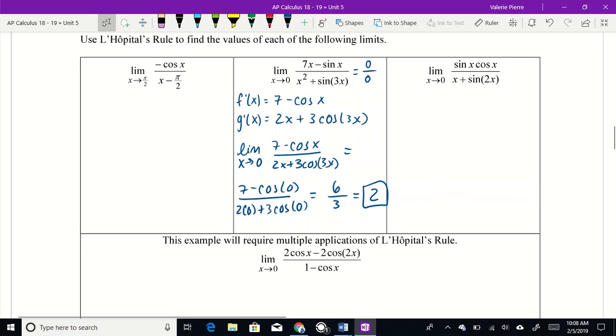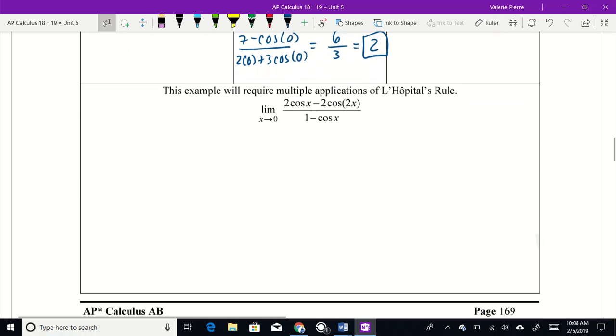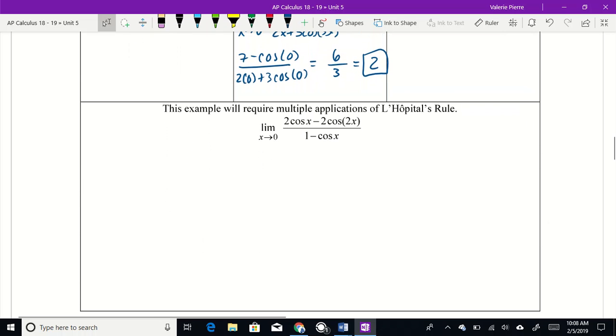The other problem that I'm going to do is this problem down at the bottom, where we're going to need to use multiple applications of L'Hopital's rule. So you can apply L'Hopital's rule as many times as you'd like. You are not required to only apply it once. However, usually one time does the job.